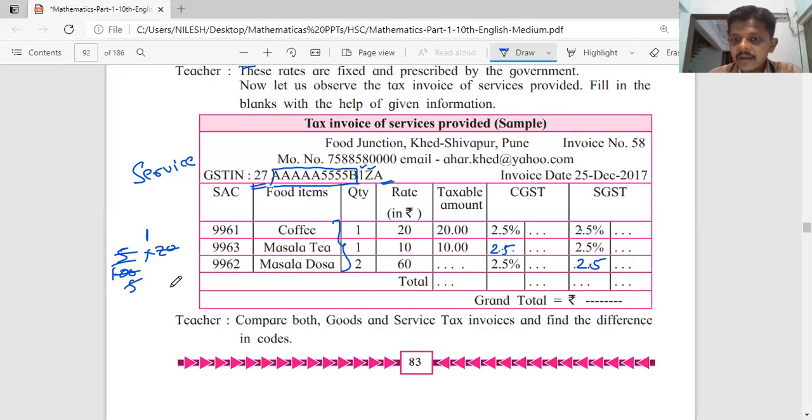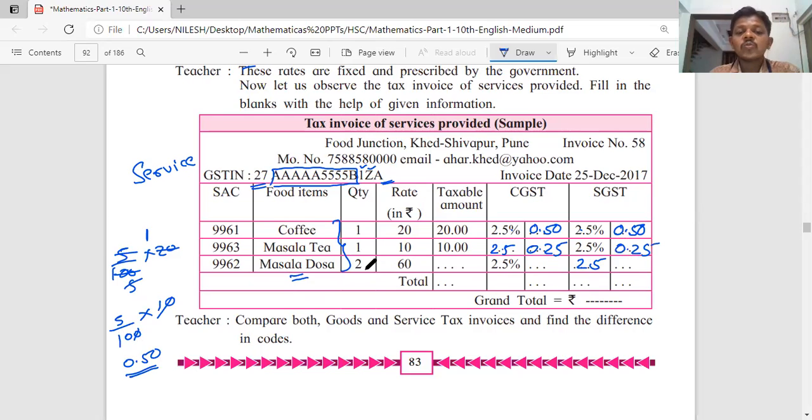Correct? Means 0.50 paisa CGST, 0.50 would be SGST. Correct? Yes or no? Yes, sir. Again, 5% of ₹10, because the taxable amount here is ₹10. 0 and 0 get cancelled. 0.50 is the total amount. Means 25 paise over here, 25 paise over here.